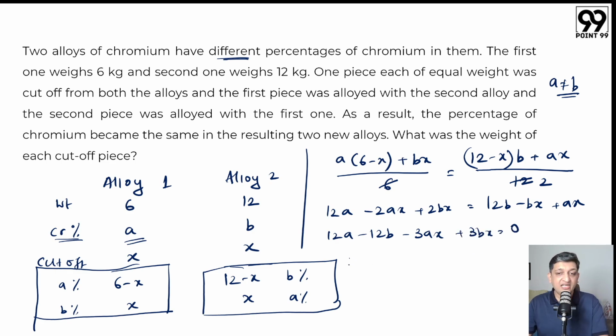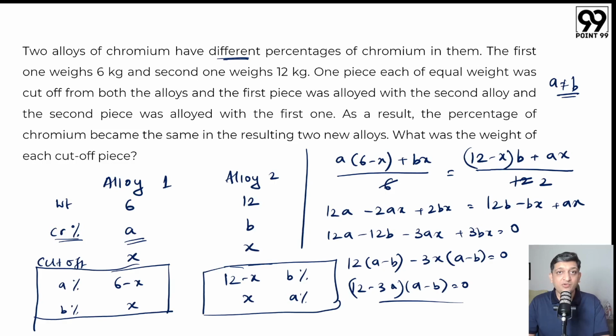So what can I say here? I can say that 12 into A minus B. So I have A minus B in the bracket now. What I can do is I can just say minus 3x here, and I am again going to get A minus B in the bracket. So I will be able to say 12 minus 3x multiplied by A minus B equals 0.